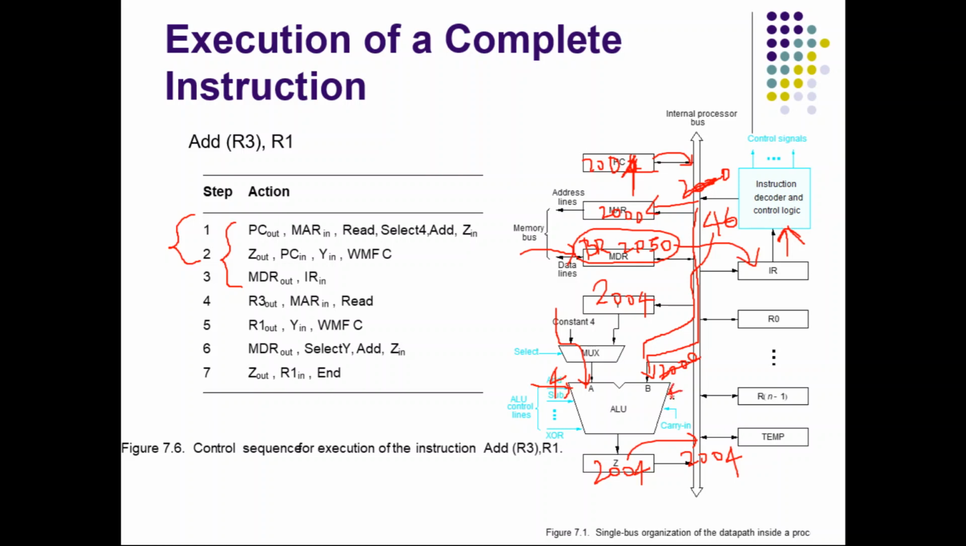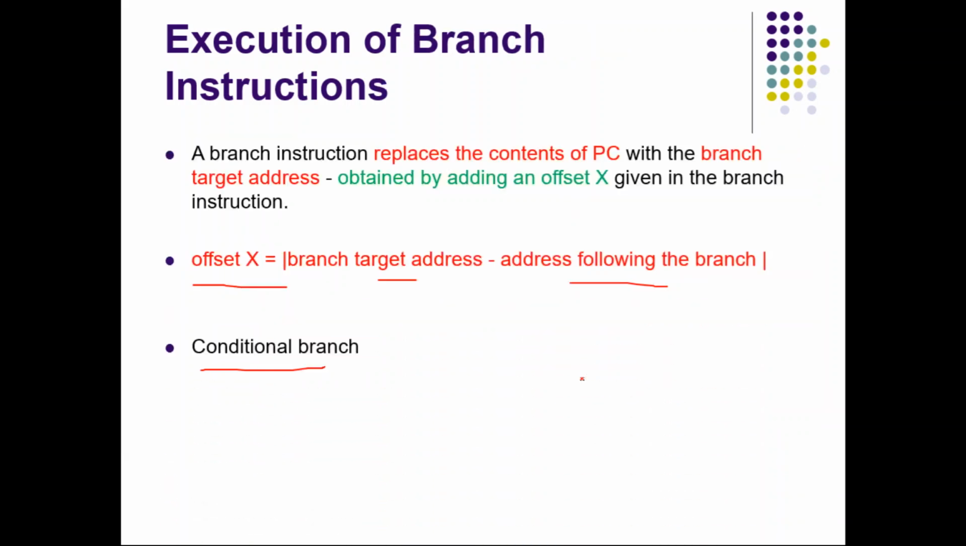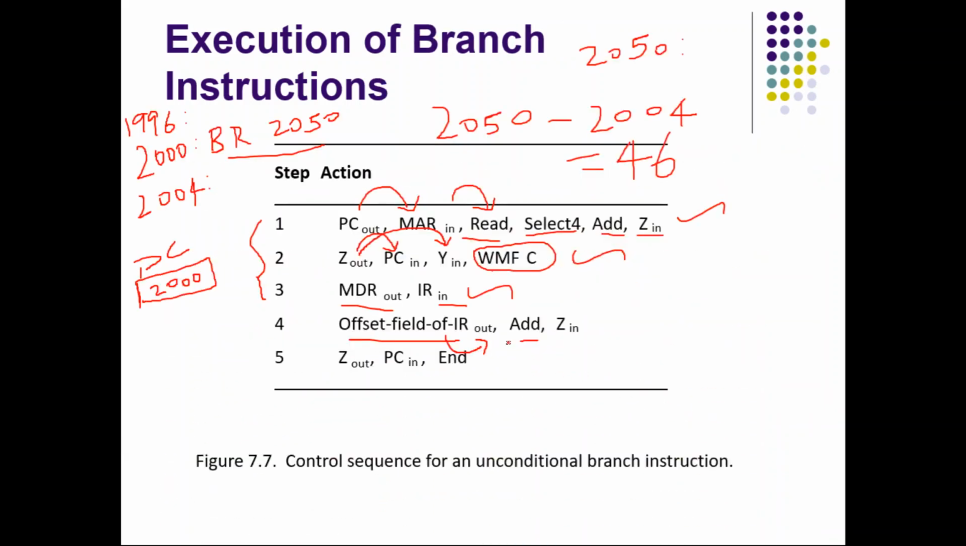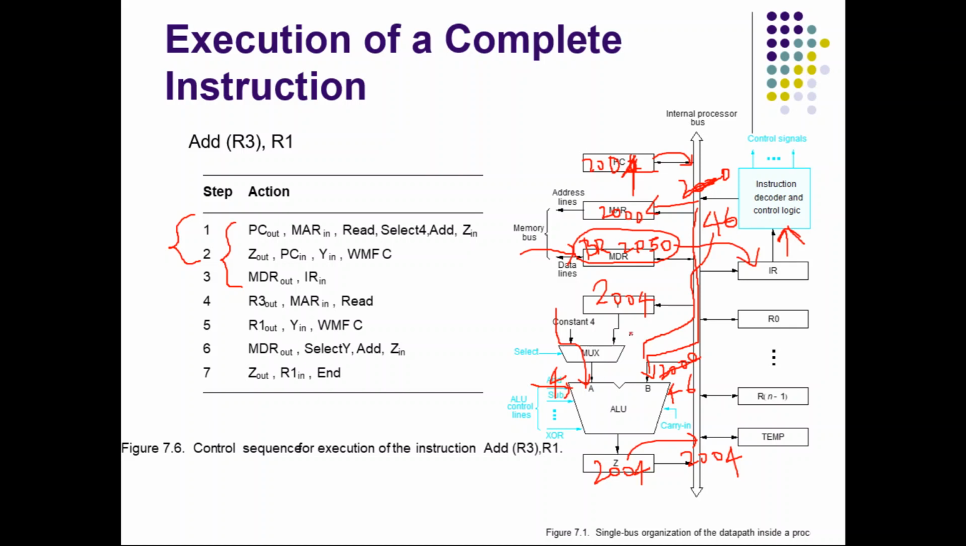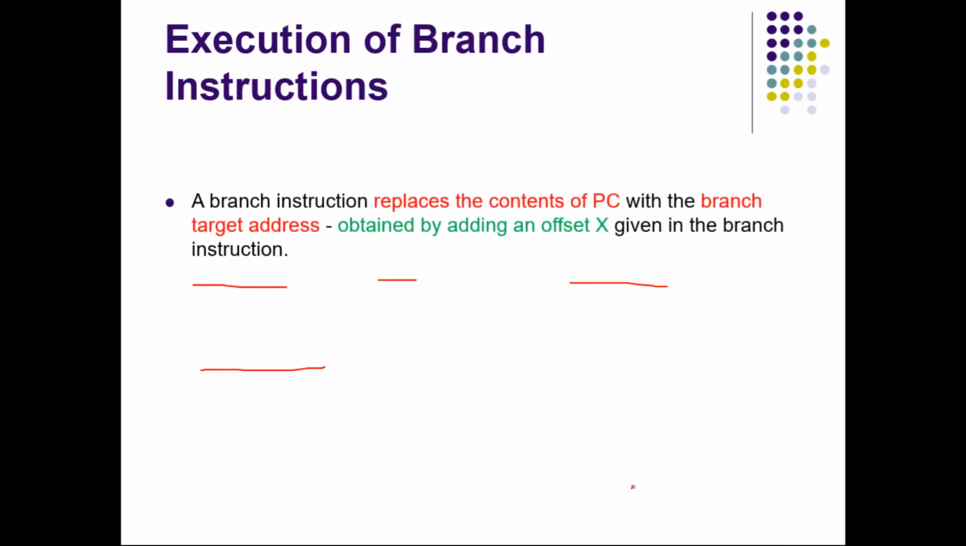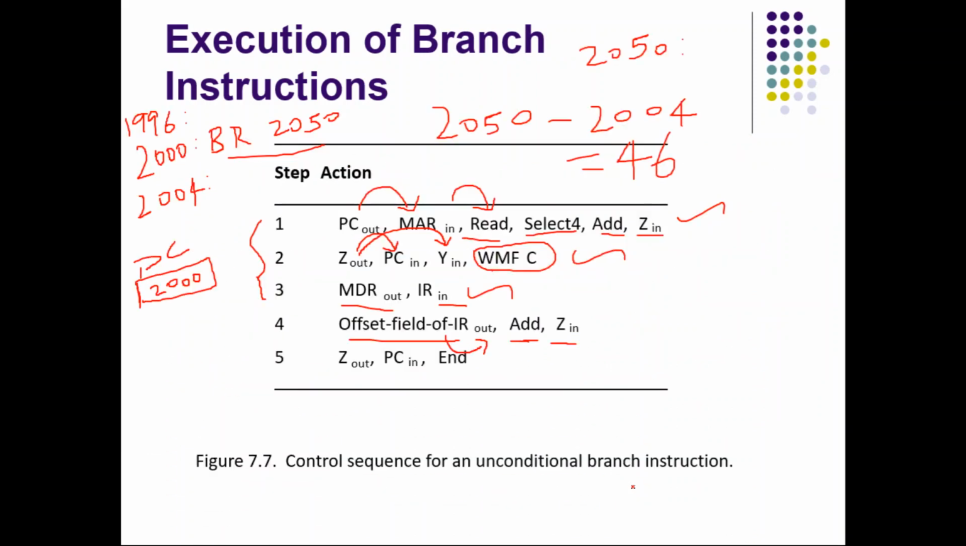In A already you have 2004. So through A you have 2004. Then next we give add. So 2004 and 46 will be added and the result will go into Z. So what is the result? 2004 plus 46 is 2050. So Z becomes 2050. So now we got the branch target address. Now Z out and move it to PC in. That's it.